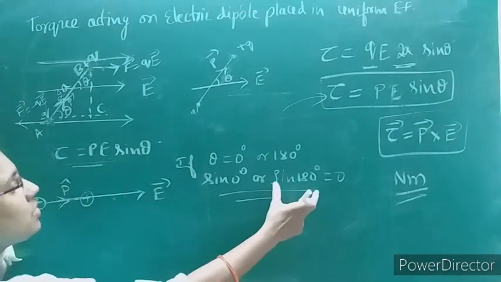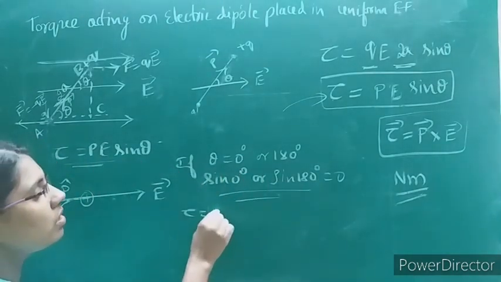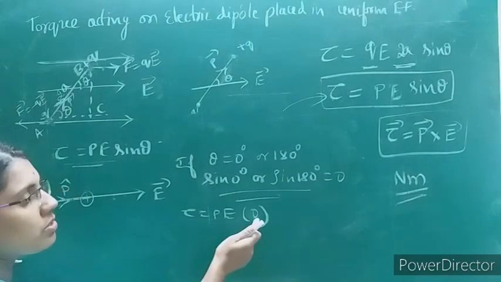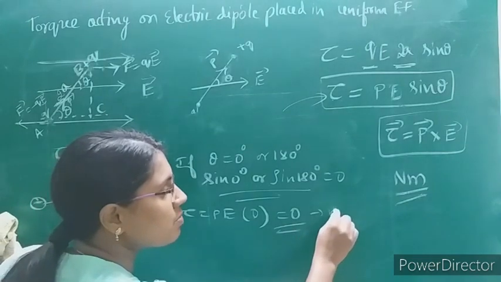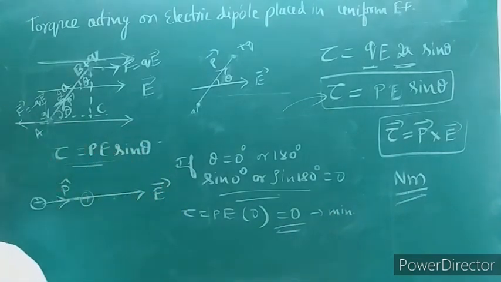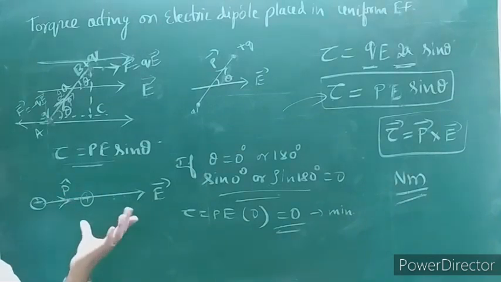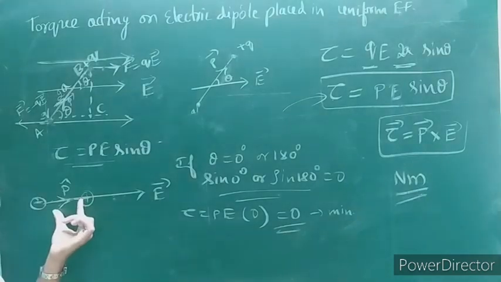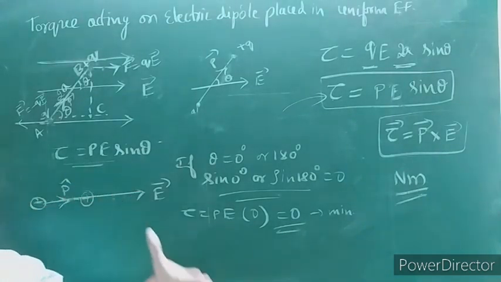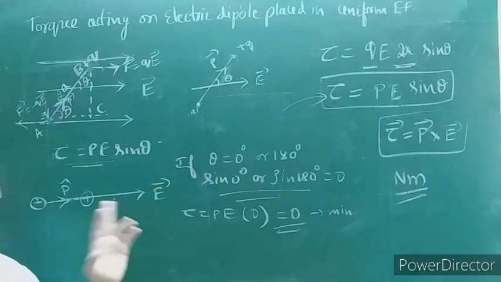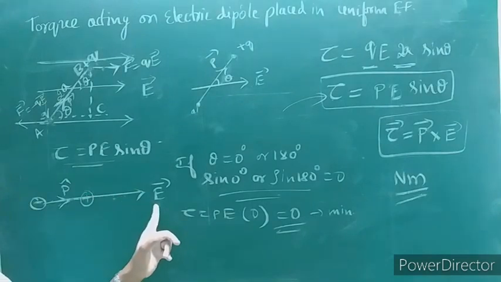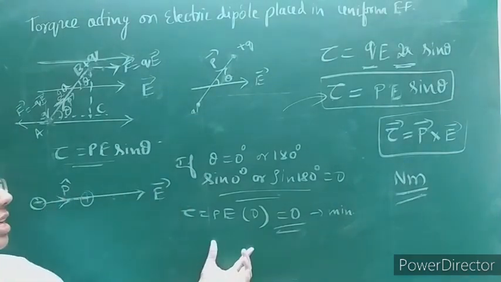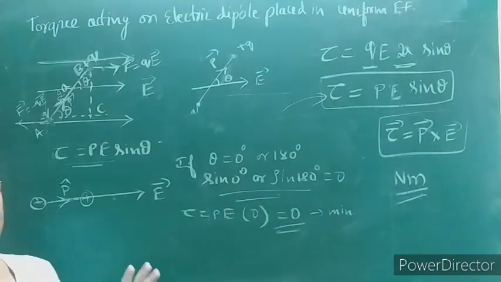Now substitute this value in this equation. Tau is equal to PE into 0, and 0 multiplied by anything is 0. That is, torque is 0, which is the minimum. That means no torque acts on this electric dipole, because the dipole is already in the direction of the electric field. Torque acts on the dipole in order to orient it along the direction of the electric field, but it is already oriented. That's why the torque acting on it is 0, or minimum.